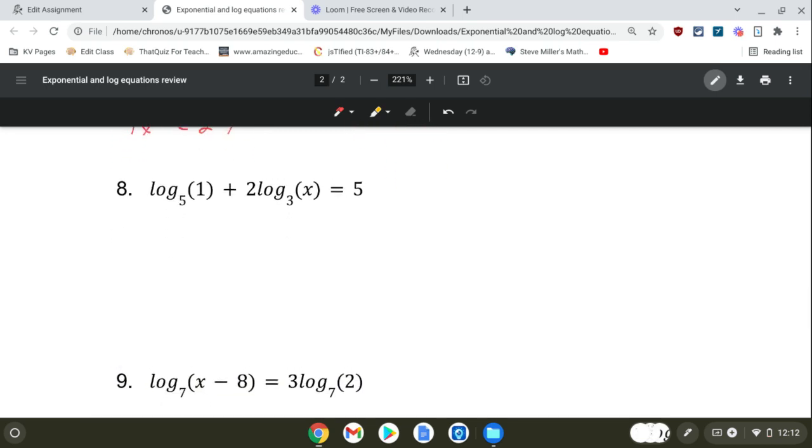Number 8. So I want to get this logarithm that has my variable by itself. Luckily, log base 5 of 1 is just 0. Is that right? Yeah, this is just 0. All right, this part's a wash. It completely goes away. And then I'm going to divide by 2. Divide by 2. And so I have log base 3 of x is equal to 5 over 2.